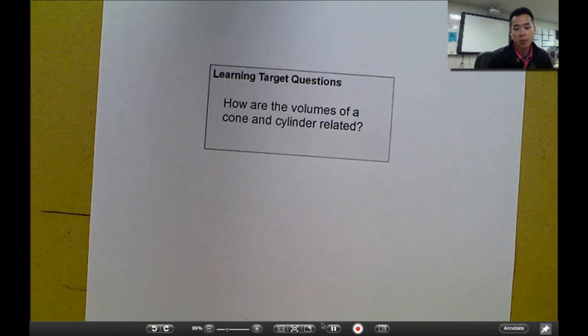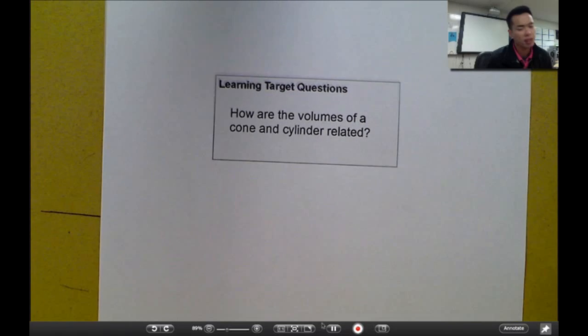Okay, a question that we're going to go over in class. How are the volumes of a cone and a cylinder related? Just think about that, ponder it. How are they the same? How are they different? Does it matter? And then we'll go over it in class. So make sure you rewatch this a couple times to get the hang of the formula, just like we did in class. Okay? All right?